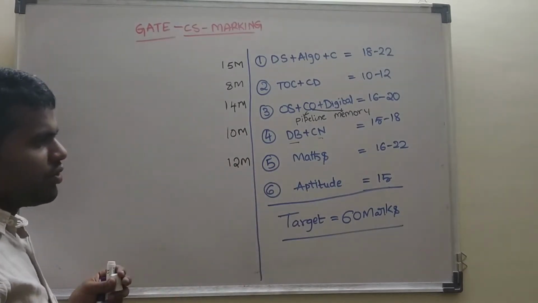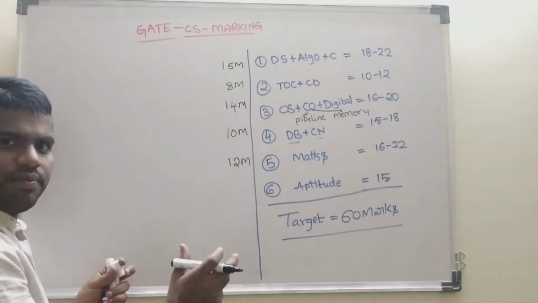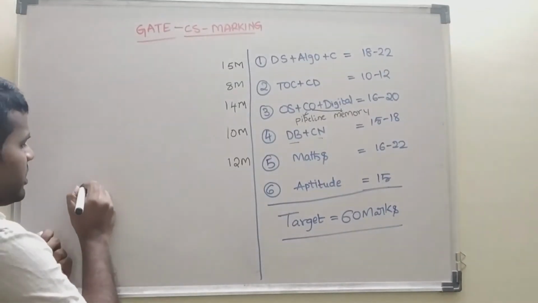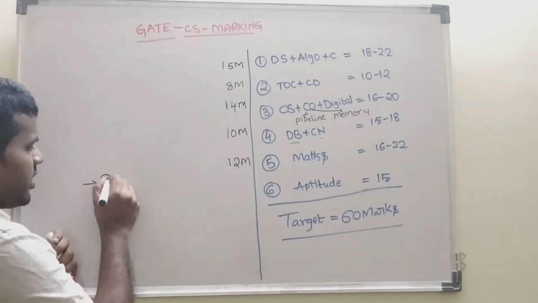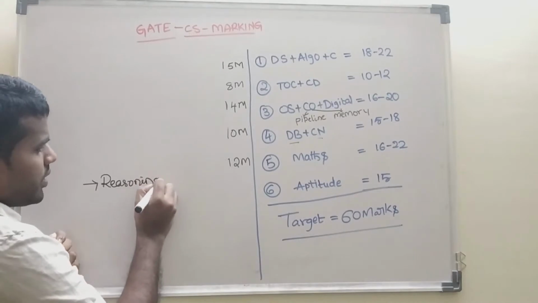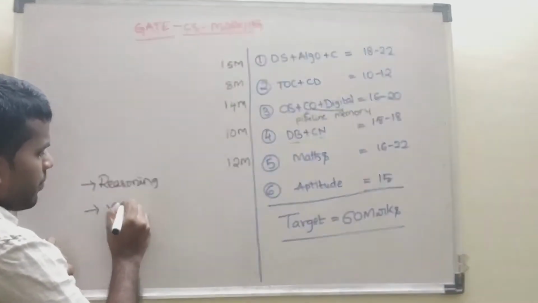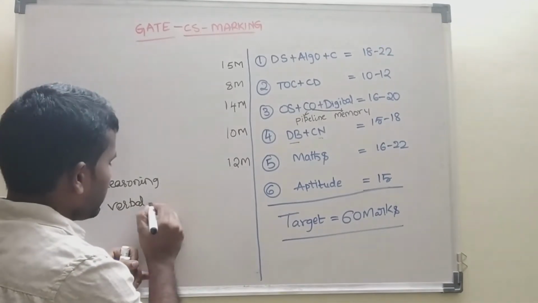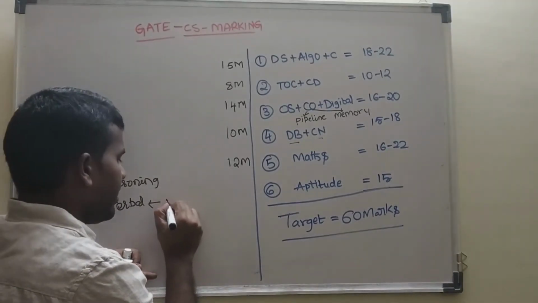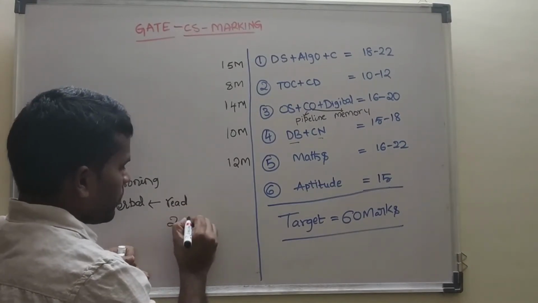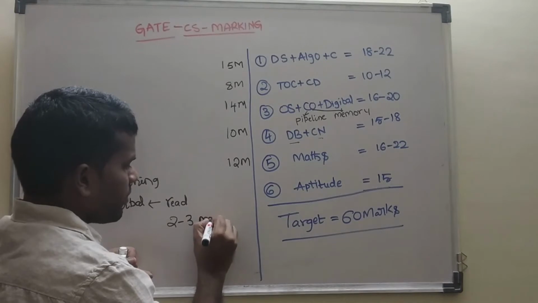In aptitude, you are able to get a minimum of 10 marks easily. See, in aptitude, it is divided into reasoning and verbal. Verbal you can directly read in the exam and attempt, and you can get 2 to 3 marks easily without negative.